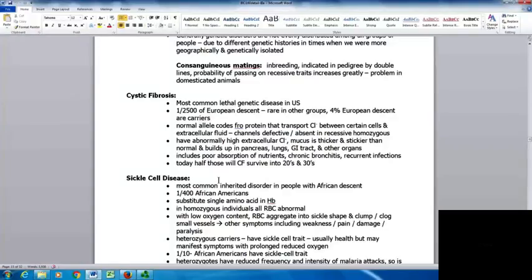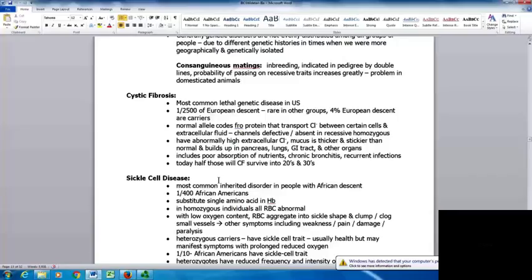The normal allele codes for this CFTR protein that's going to be involved with transporting chloride ions. When this is defective in the recessive homozygous, they're going to have mucus that is thicker and stickier. This will be abnormal and build up in places like the lungs, the gastrointestinal tract, and any other organs that have mucus. This leads to poor absorption of nutrients, a lot of lung infections, chronic bronchitis.